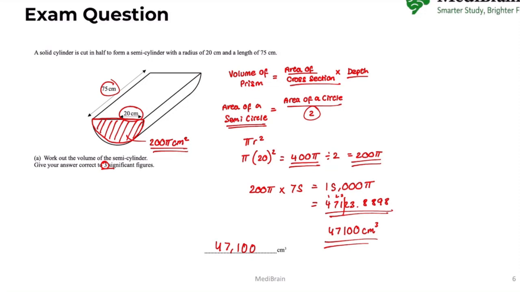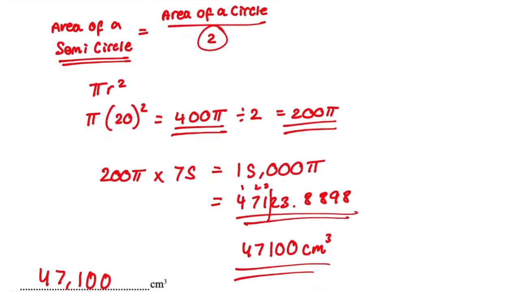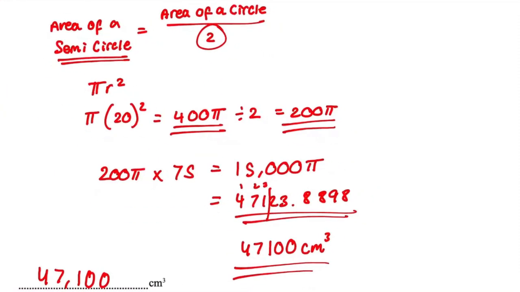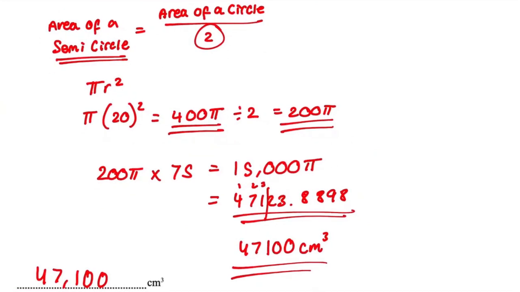If you got 4,710 on your calculator, then you've forgot to add a 0 somewhere. So you might have done 40 pi divided by 2 instead, but you're just missing a 0. So it's going to be just a silly mistake that you might have made somewhere in your calculations.